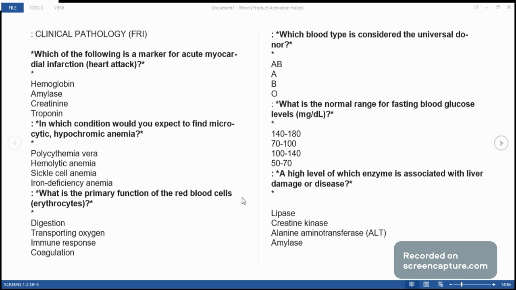Alanine aminotransferase is the correct answer. It's highly concentrated in liver cells, and elevated levels are commonly seen in hepatitis, liver cirrhosis, fatty liver disease, alcohol-induced liver injury, and drug-induced hepatotoxicity. So it's one of the most reliable enzymes for assessing liver injury. Amylase, like lipase, is also produced by the pancreas and salivary glands. It helps digest carbohydrates, and it's elevated in pancreatitis, but it doesn't indicate liver damage. In conclusion, ALT is strongly associated with liver cell injury, disease, and inflammation. So that is that. Going to the next page.